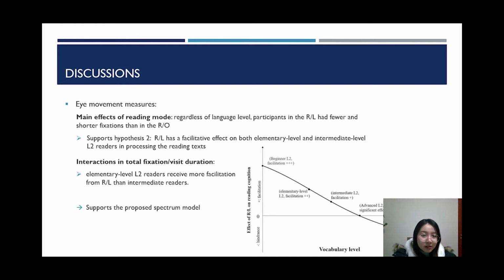And it is the first model that summarizes the effect of RL on reading cognition across a range of language levels and provides a comprehensive view of how RL affects reading. The model may be of use to classroom practitioners who are interested in helping their learners improve their decoding skills and increase their reading speed.